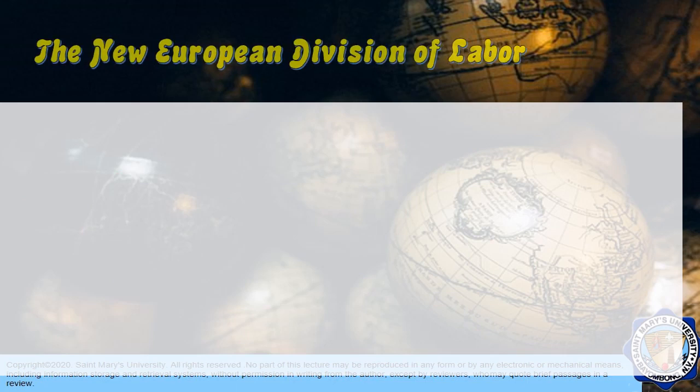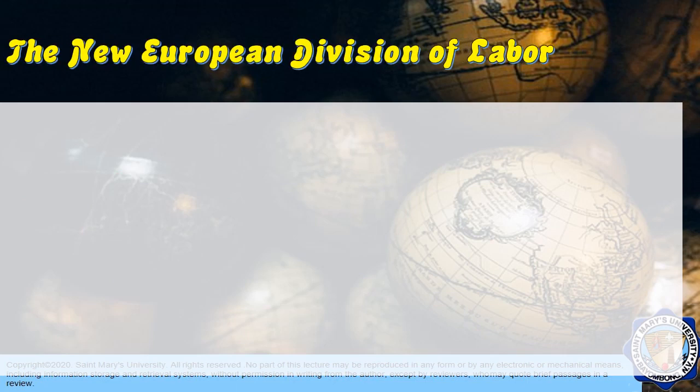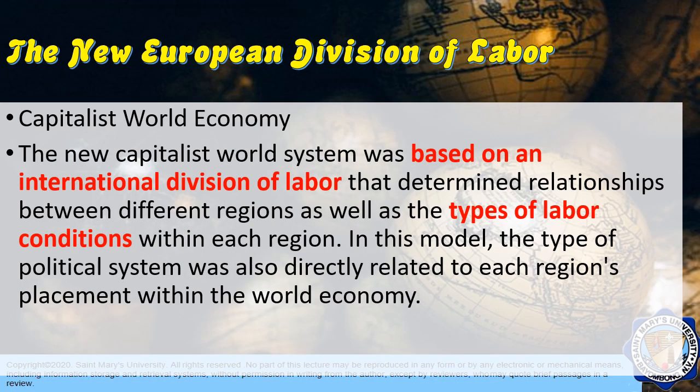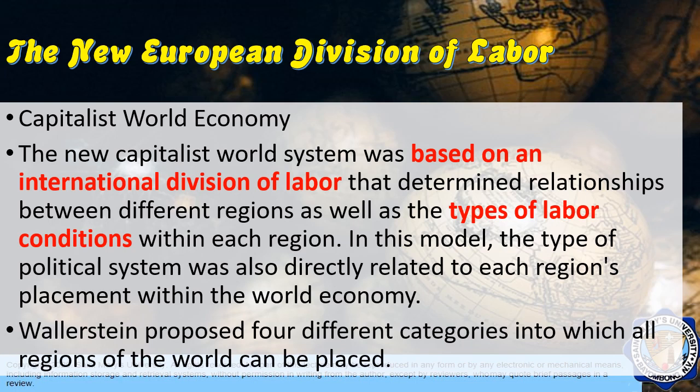As a solution to the problem in medieval Europe, they were able to come up with a new division of labor that encouraged the capitalist world economy. The new capitalist world system was based on the international division of labor that determined relationships between different regions as well as the different types of labor conditions within each region. This model looks into the types of political system that were also directly related to each region's placement within the world economy.